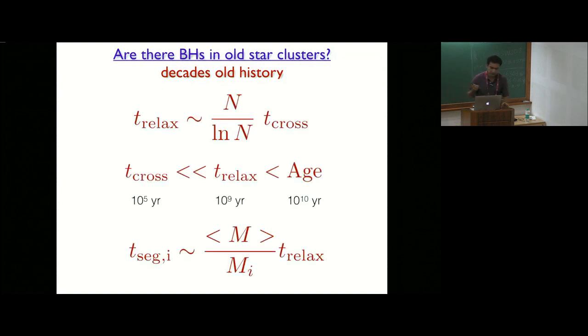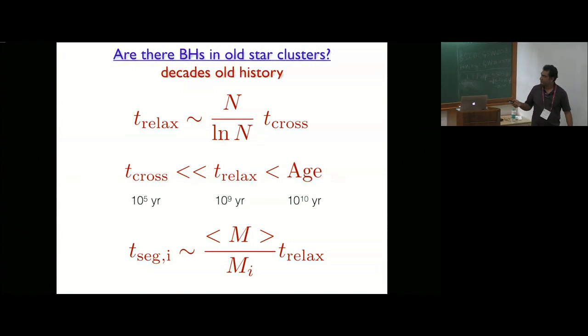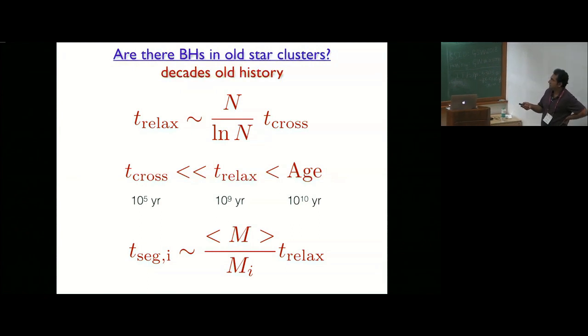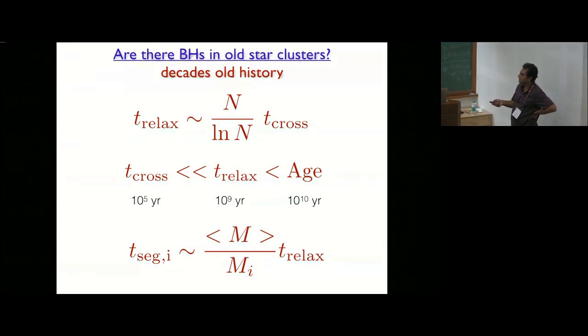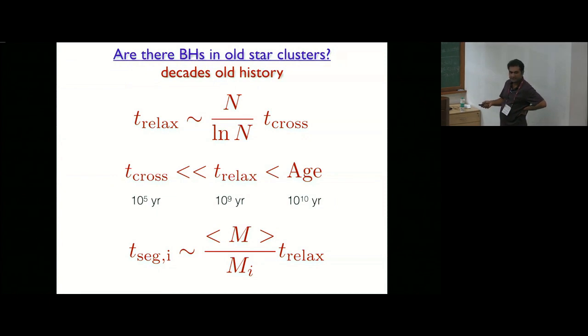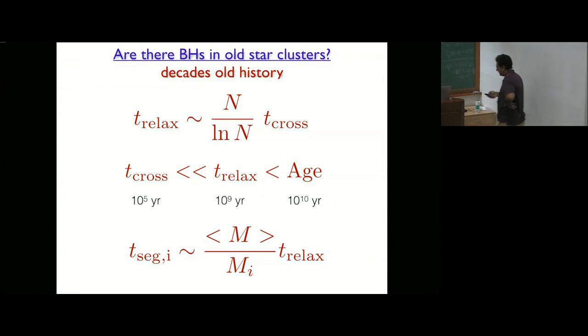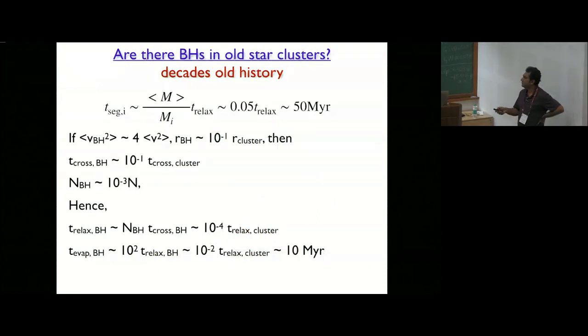So I have shown you these time scales before. So the relaxation time is related to the crossing time like this. And typically for globular clusters, these are the values. Okay? And I also showed that the mass segregation time scale of some ith species is dependent on the average mass in its neighborhood divided by the mass of the ith species times the relaxation time. So let's look at some numbers for black holes.